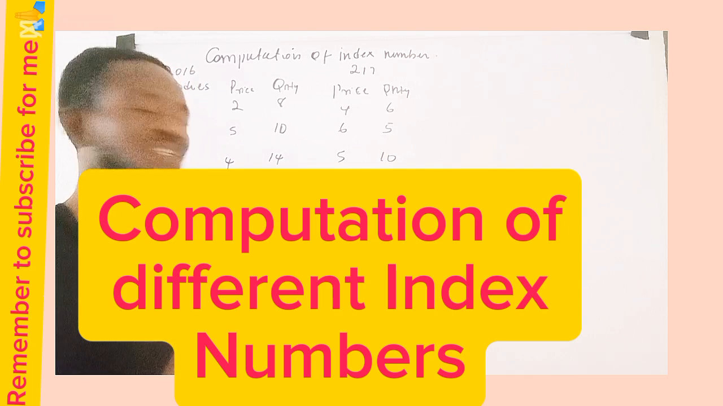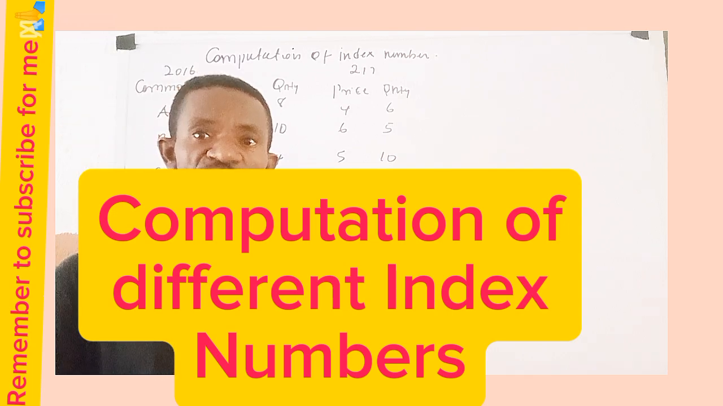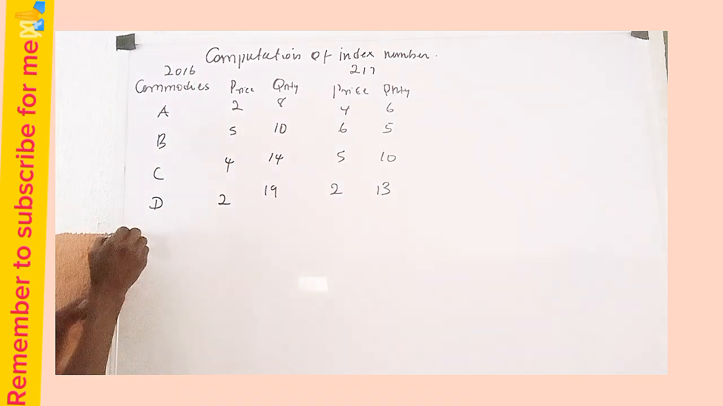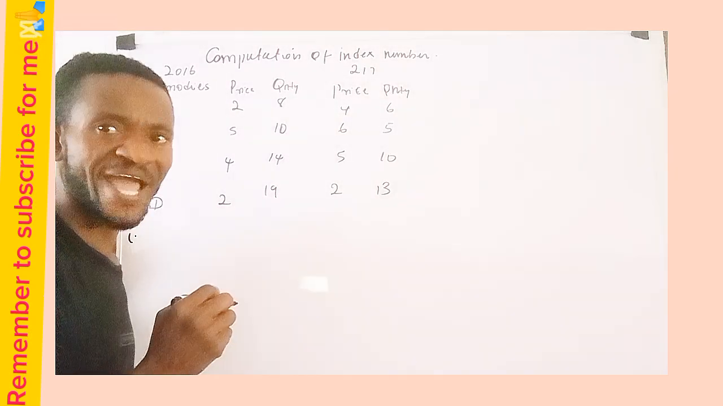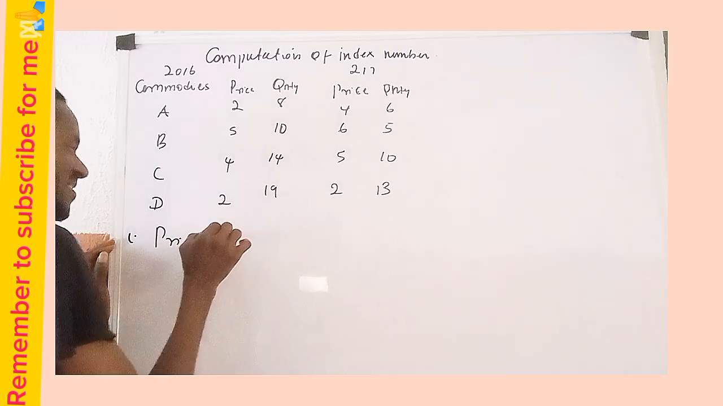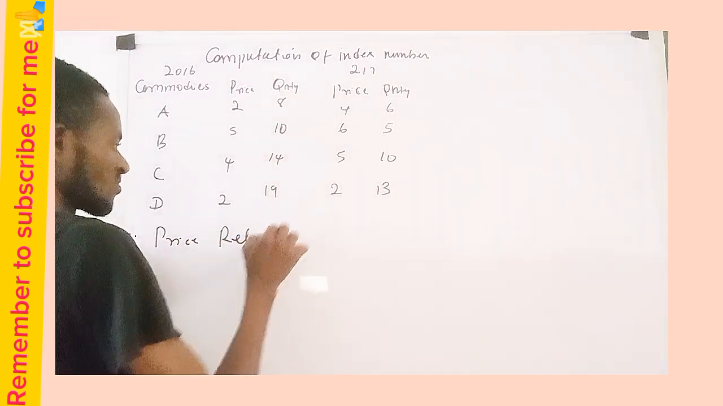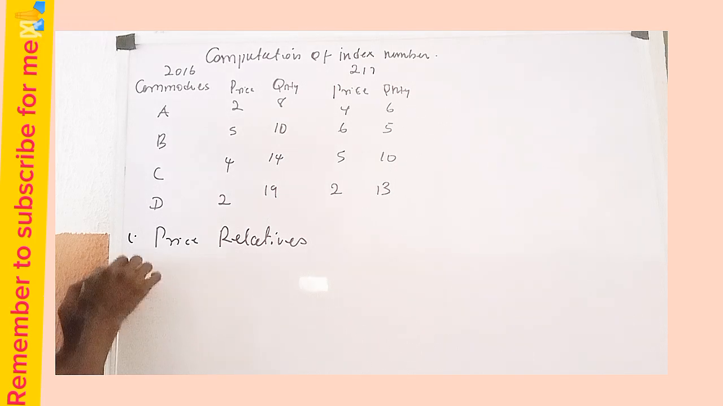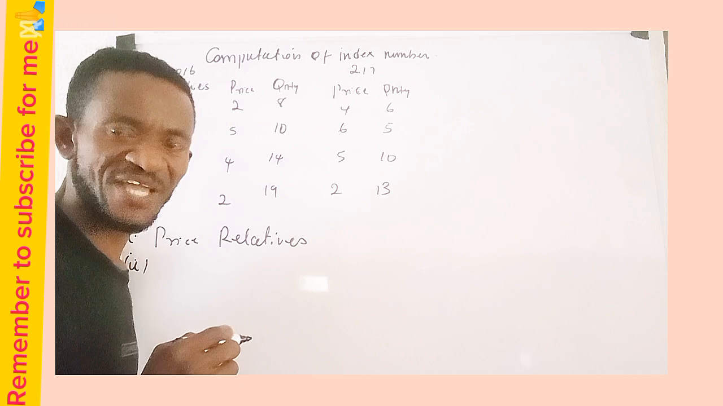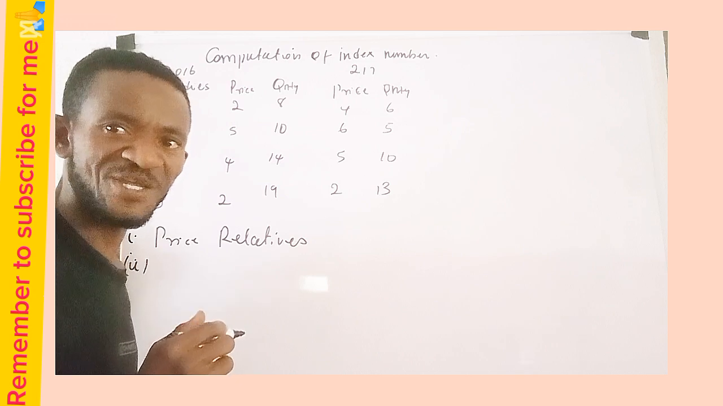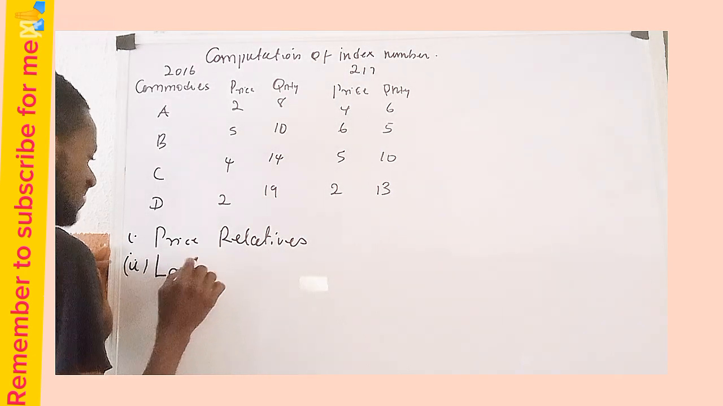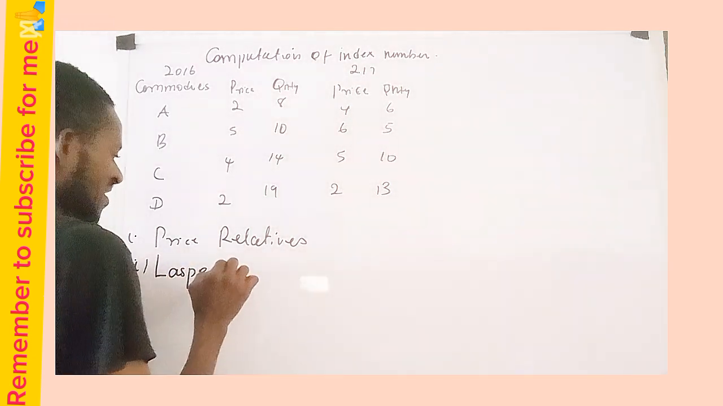The question of interest here is that we are going to use the question on the board to obtain the following. Number one, we are to obtain the price relatives. Then number two, we are to obtain the Laspeyres price index numbers.